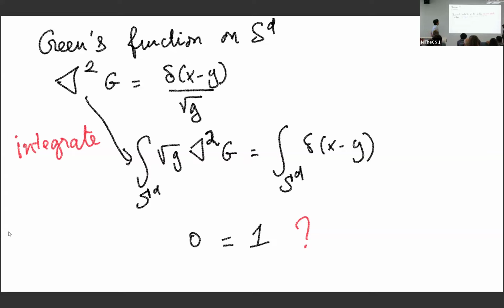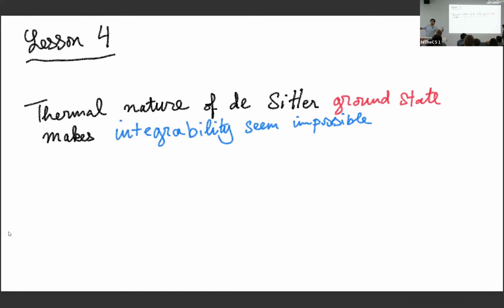The last lesson is that maybe we can take some integrable model on de Sitter and study de Sitter that way. And the last thing I mentioned in my lecture yesterday is that the ground state of de Sitter is thermal, because in the Euclidean picture, the correlation functions are periodic in Euclidean time. And that makes integrability seem impossible. Let me tell you why.